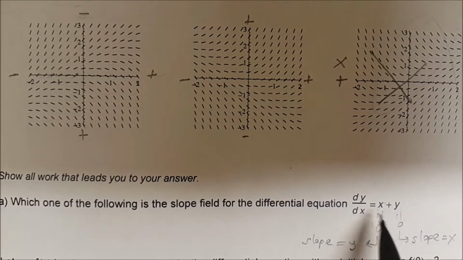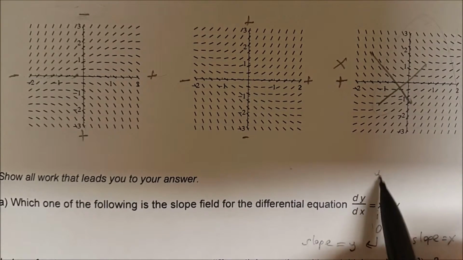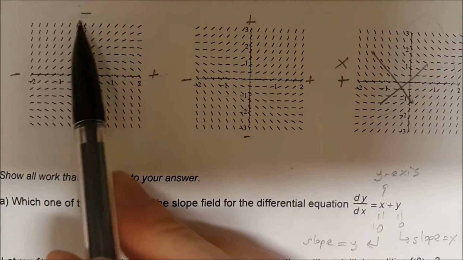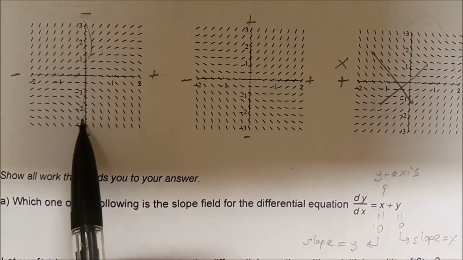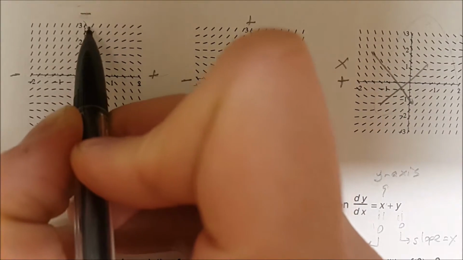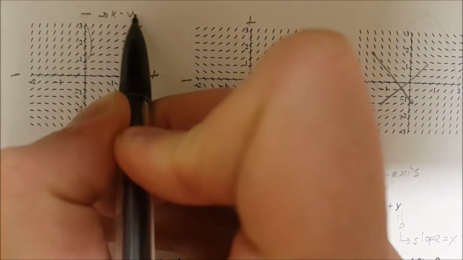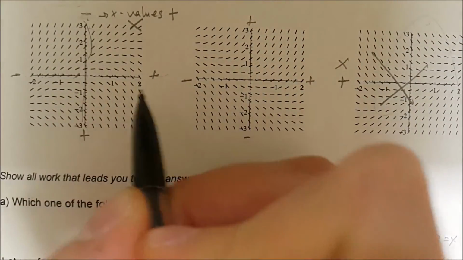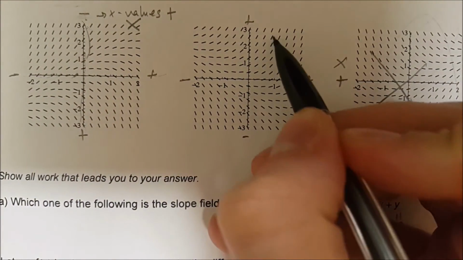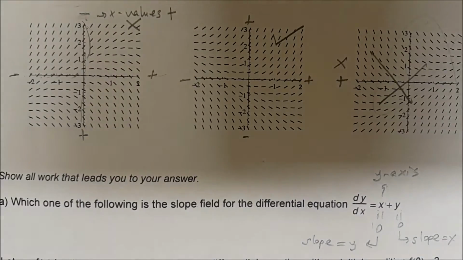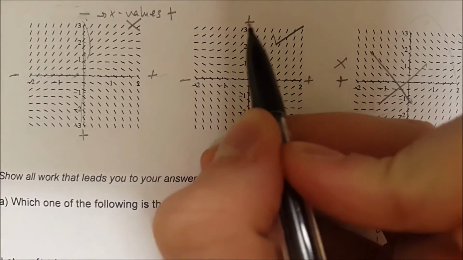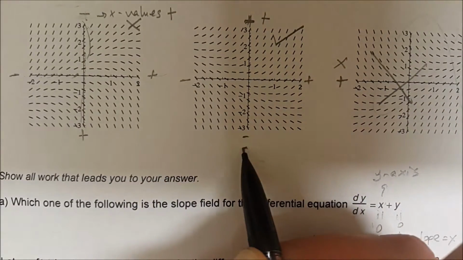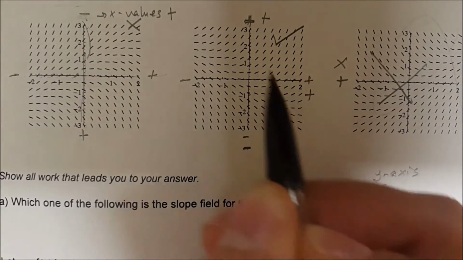Now if you look at the y-axis, when y values are positive in the first one, our slopes are negative, which cannot be the case. And so we're going to eliminate the first one as well, and then we're going to look at the second one. And just to double check, when x values are positive, our slopes are positive. When x values are negative, our slopes are also negative on the x-axis. On the y-axis, when y values are positive, then our slopes are positive, and when y values are negative, our slopes are negative. So the graph that represents the slope field of this equation is the second graph.